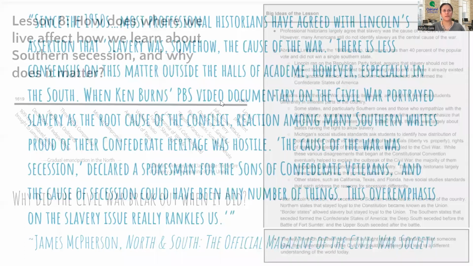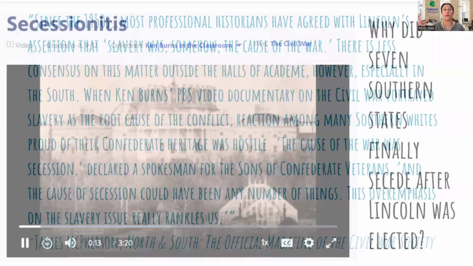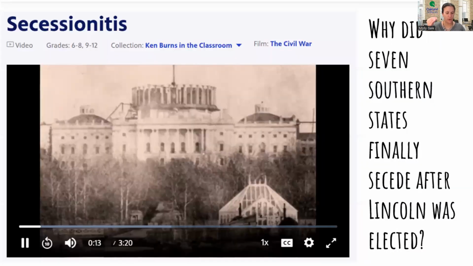The first thing students do is they take a look at a quote from James McPherson, who's a historian, and they look at the explanation that professional historians largely agree that slavery was the cause of the Civil War. Like that is largely not up for debate in the community of historians. Then they take a look at another video clip from Ken Burns, and the question is, why did seven Southern states secede after Lincoln was elected? And this gives the kids a chance to look at Lincoln's election and how that spurred Southern secession.